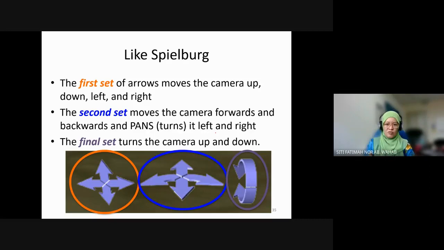The second set, the middle one, move the camera forward and backwards and pans where it can turn left and right. The final set is to move the camera up and down. You boleh try tekan, you tengok apa jadi. Okay. Kamera, maksudnya you nampak benda tu dalam posisi, daripada posisi yang berbeza. Macam you all main game, ada 3D. Kan? Betul.